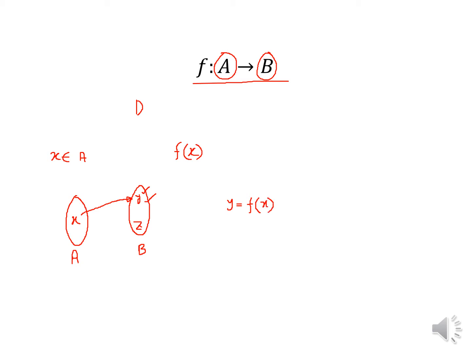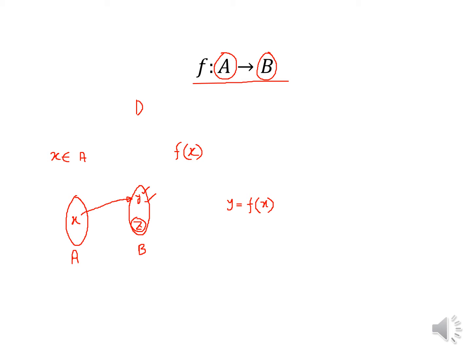Now each element in B need not appear as the image of an element in A. As for example, here z belongs to B, but z is not assigned to any element in A. So here is the difference between codomain and range.